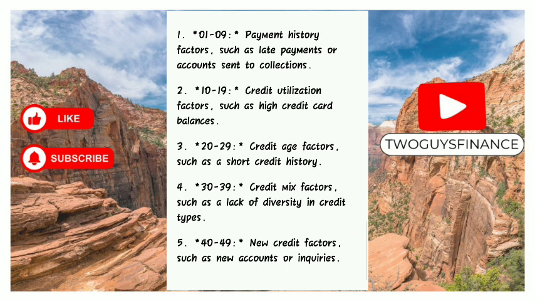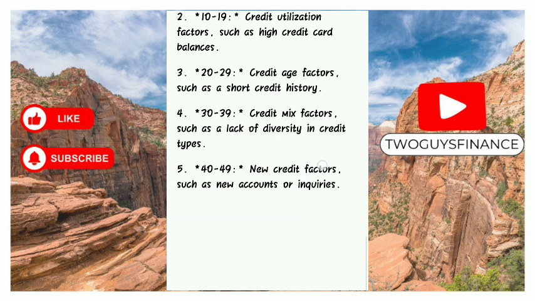The 20 to 29 are the credit age factors, such as a short credit history. Now 30 to 39 are credit mix factors, such as a lack of diversity in credit types. And 40 to 49 are new credit factors, such as new accounts and inquiries.